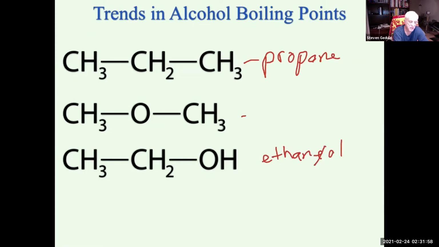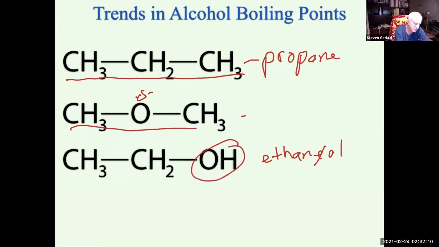So this is the order of your boiling points. Propane would have a very low boiling point, because there's no bonding here. The ether has a little bit of bonding because the oxygen has a little bit of a negative charge, nothing like hydrogen bonding. And this one has hydrogen bonding. So this is going to have your highest boiling point right here. Then it's going to be the dimethyl ether, and then it's going to be propane. When you have polar charges, it pulls things together because opposite charges attract.